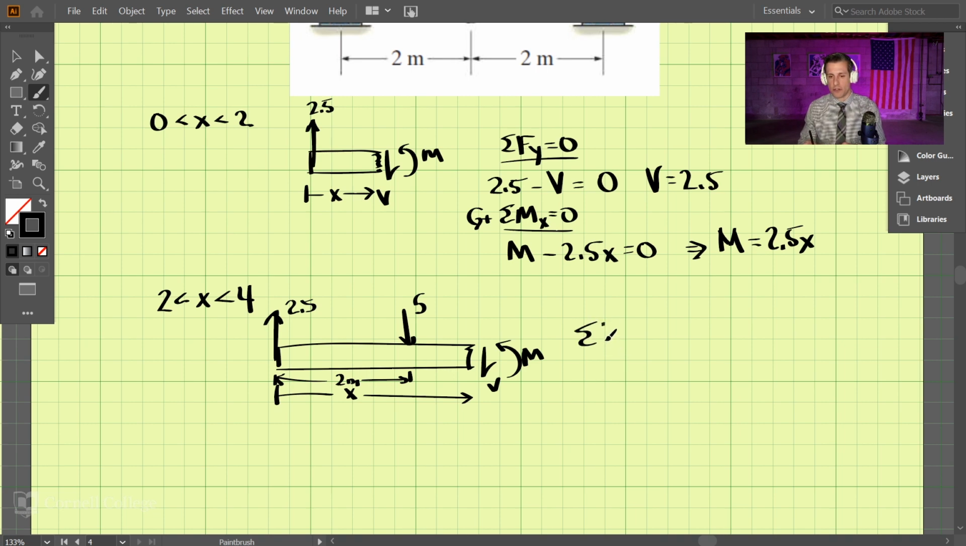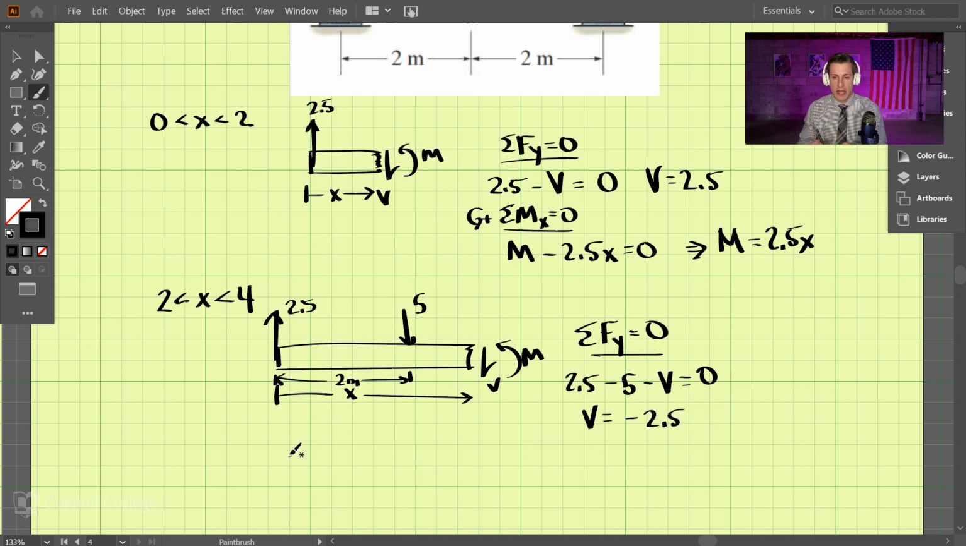So let's sum the forces in the y direction first and set those equal to 0. So we have 2.5 up, we have 5 downward here, so that's -5. And then we have negative V, downward V for our shear force, and set that equal to 0. And solving that equation, we have V turns out to be -2.5, I believe.